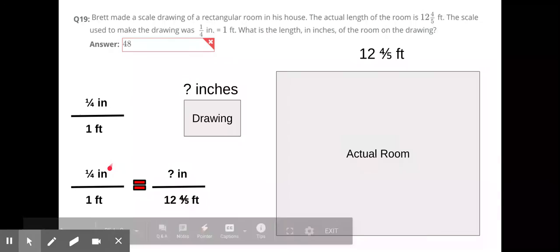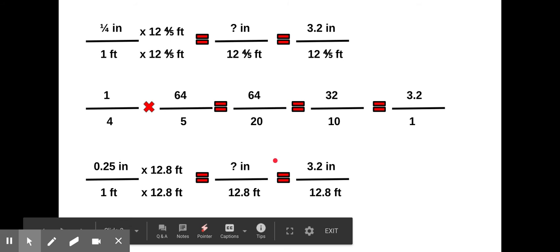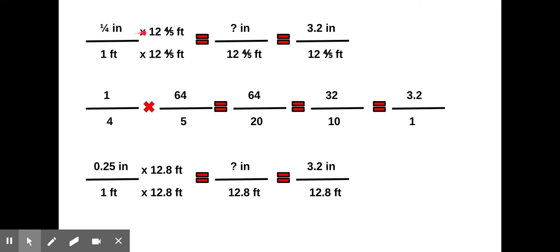And so we start with our scale. We know 1/4 inch is 1 foot, and our unknown number of inches is 12 and 4/5 feet. If we go to the next slide, we've got two different ways we can solve it. One, we can just multiply the top and the bottom by 12 and 4/5 feet, because 1 times 12 and 4/5 feet is 12 and 4/5 feet. And so 1/4 times 12 and 4/5.